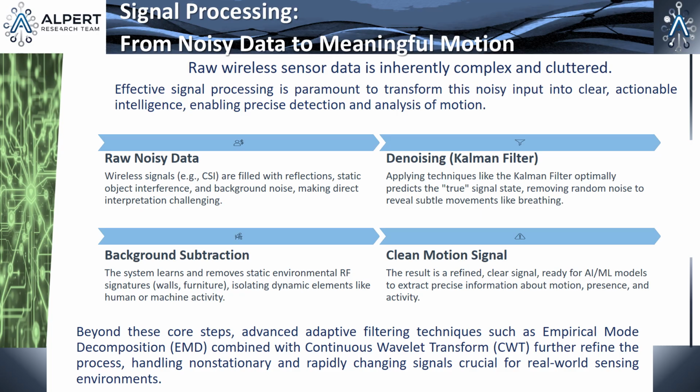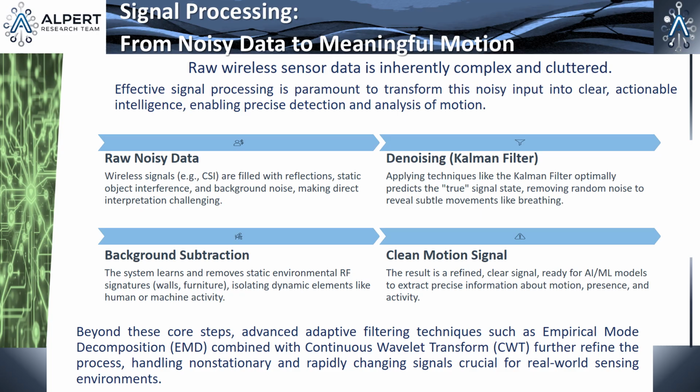Raw sensor data is noisy, right? Especially CSI in a real room. How do you clean it up? Denoising is essential. There are several techniques. The Kalman filter is a classic and very powerful tool. It's essentially an optimal prediction algorithm that can estimate the true state, even with noisy and incomplete measurements.